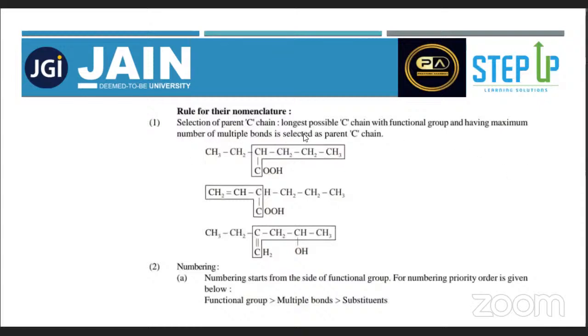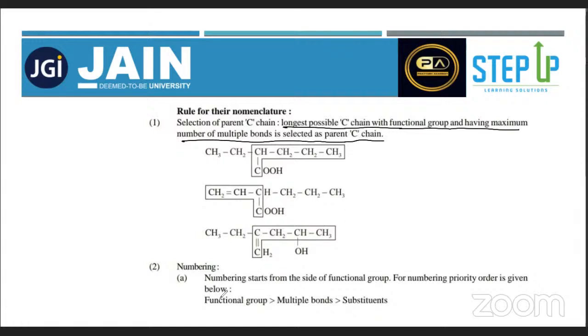So the basic rule for the nomenclature is the selection of the carbon chain; we try to find the longest possible chain. Now all the rules will be included here. The first rule is: the longest possible carbon chain with the functional group and having the maximum number of multiple bonds is selected as the parent carbon chain. It should be the longest possible carbon chain, it should contain the functional group, and it should contain as many multiple bonds, that is double bonds and triple bonds, as possible. That you have to take.